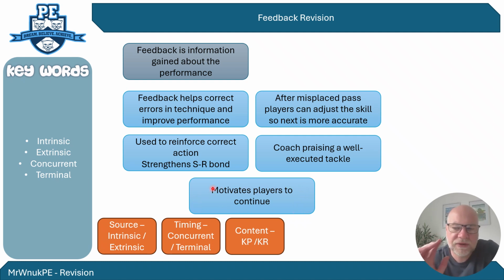Now, when we look at feedback, we've got three different categories that we need to understand. We've got the source of feedback, the timing of the feedback, and the content of the feedback. And that's the way we can break down the different types of feedback. There are two types for each of them, and we're going to go through each of them separately now. For the sources, we're talking about intrinsic or extrinsic. Timing, we're looking at whether it's concurrent or terminal, and content is either knowledge of performance or knowledge of results.